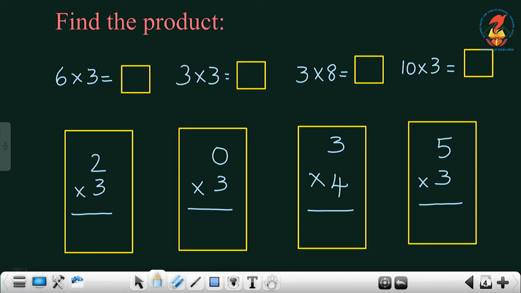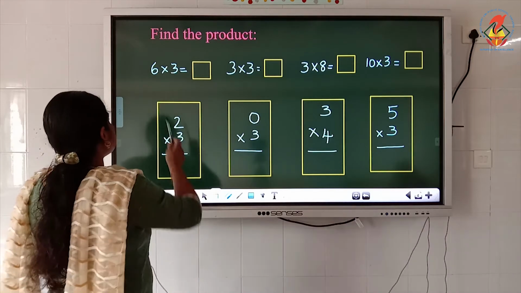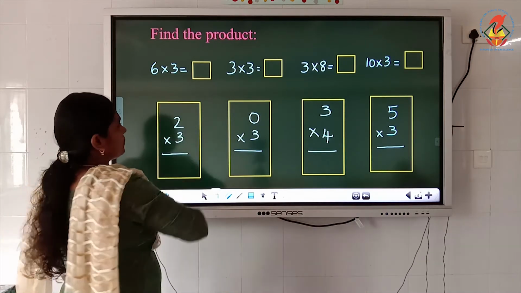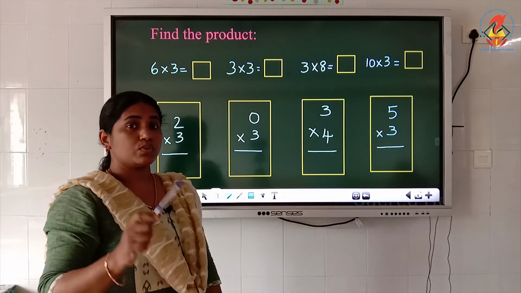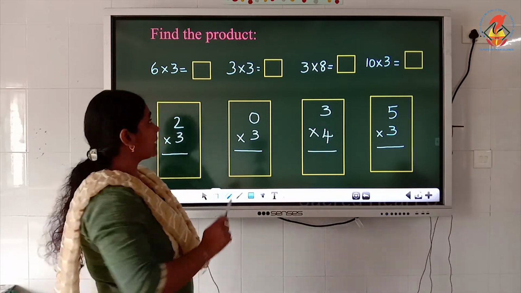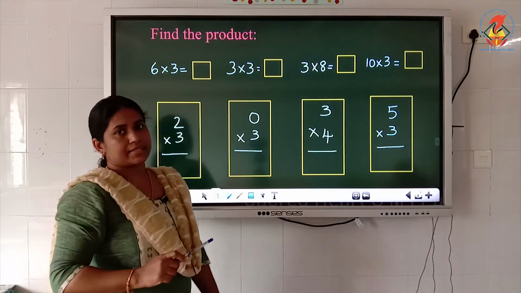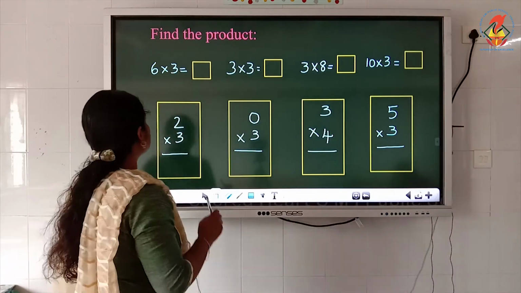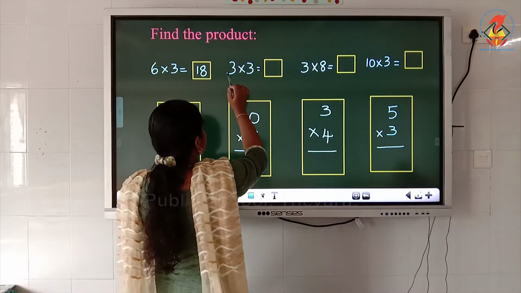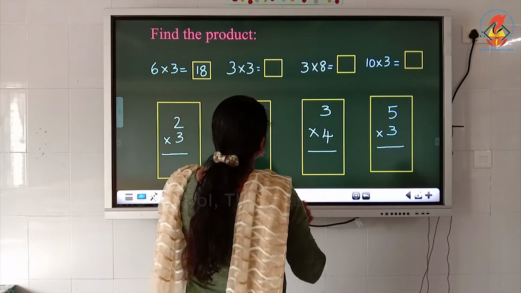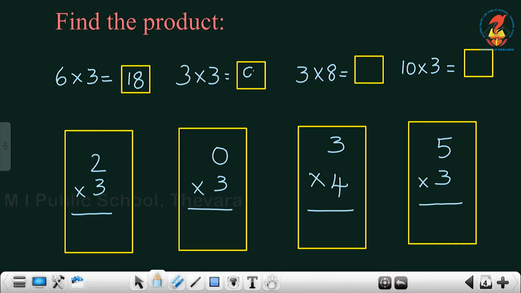Read the question. Find the product. What is the first question, children? 6 times 3. What is the answer? Those who study the table well, only they will be able to write these answers. So 6 times 3. 6 3s are. What is the answer? 18. Now, the next question is 3 times 3. 3 3s are. What is the answer? 9.